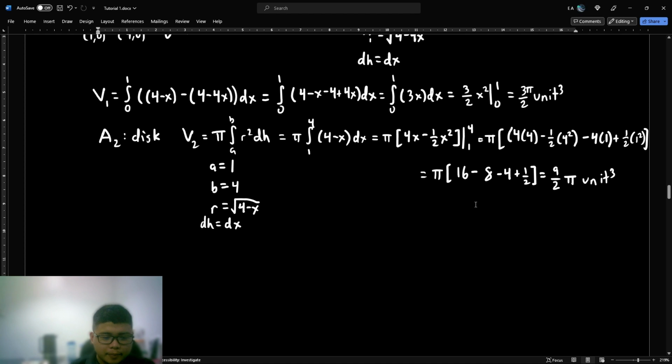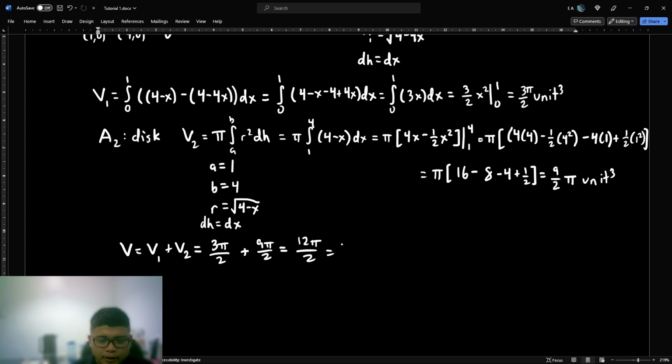We're not yet done. The total volume is actually going to be volume 1 plus volume 2. We already calculated both of them. Volume 1 is 3 pi over 2 cubic units. Volume 2 is 9 pi over 2 cubic units. So this would be equal to 12 pi over 2 cubic units, or 6 pi cubic units. And that would be our final answer.